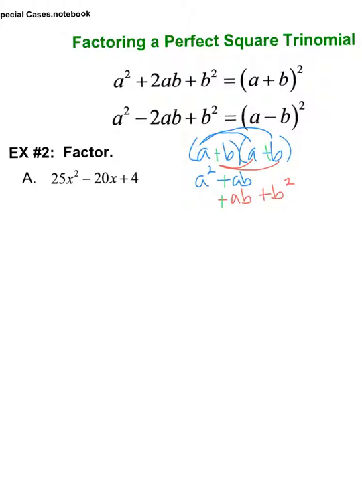And so how do you find the 2ab? Notice that the square root of a squared is a, the square root of b squared is b. And so that's where we get the a and the b from. So if I can just take the square root of my bookends, multiply them together, and then multiply it by 2 and see if it matches what's here, I will have determined if I have a perfect square trinomial. So that's what I'm going to do. So I'm going to erase this.